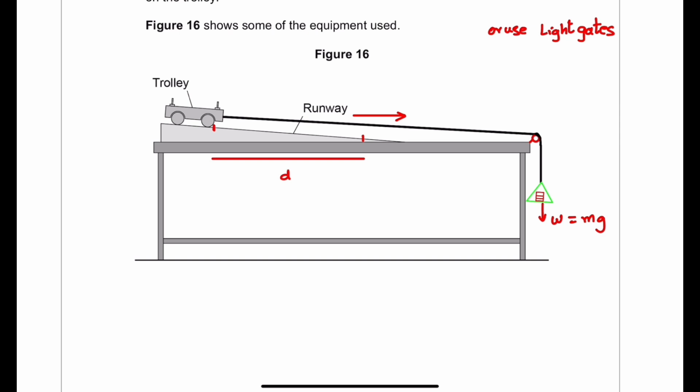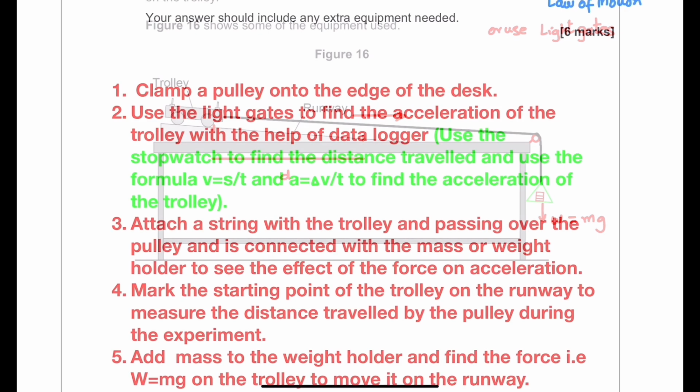The student can add the weight and see the impact of the force on the trolley. As the weight is increasing, it means the downward force is increasing. It will apply more force on the trolley. As a result of that, the acceleration of the trolley will increase. Let's see the model answer.